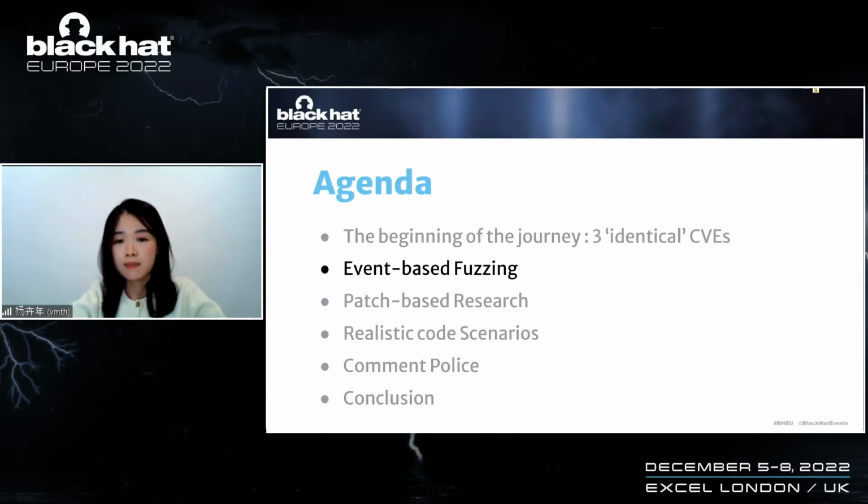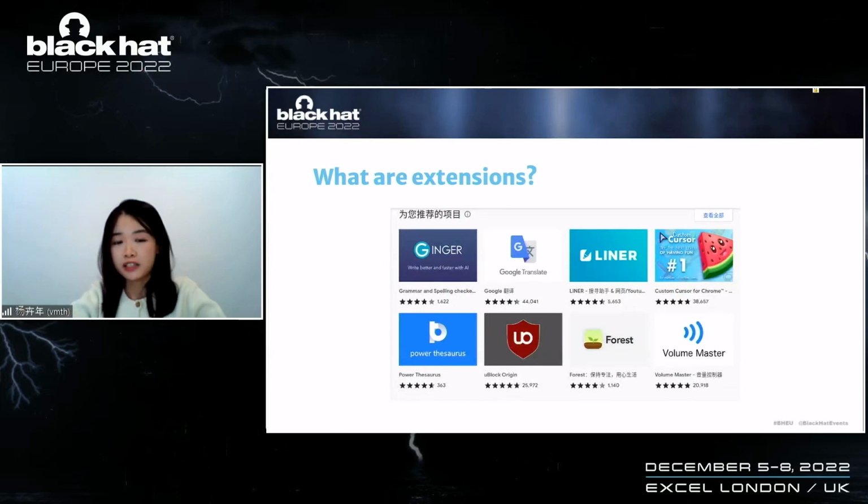So the first model is about adding different events to the fuzz, the important experience we just got with user actions. Now, a little background for extensions. Extensions are small software programs that customize the browsing experience. They let users tailor functionality and behavior in many ways.